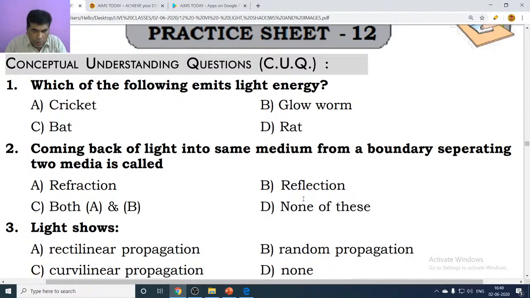Option B, option B. So many answers. Saida is telling option B. Yes, option B is the right answer, because in a plane mirror we observe a process called reflection. Because of that, we can observe our image.